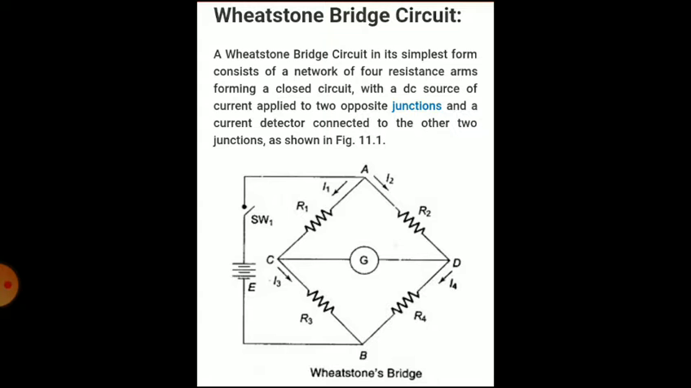A Wheatstone bridge circuit in its simplest form consists of a network of four resistance arms forming a closed circuit, with a DC source of current applied to two opposite junctions and a current detector connected to the other two junctions. That is shown in the diagram. So there are four resistances R1, R2, R3 and R4.